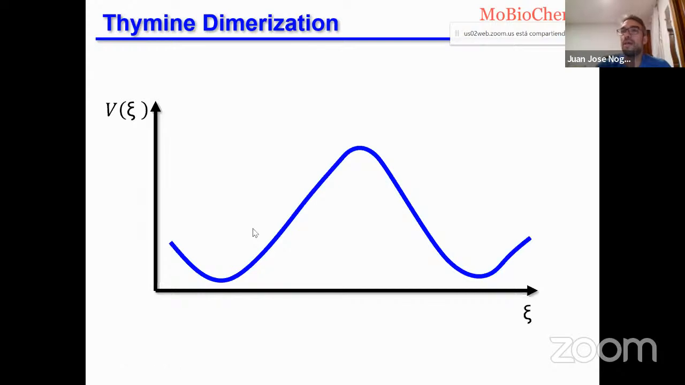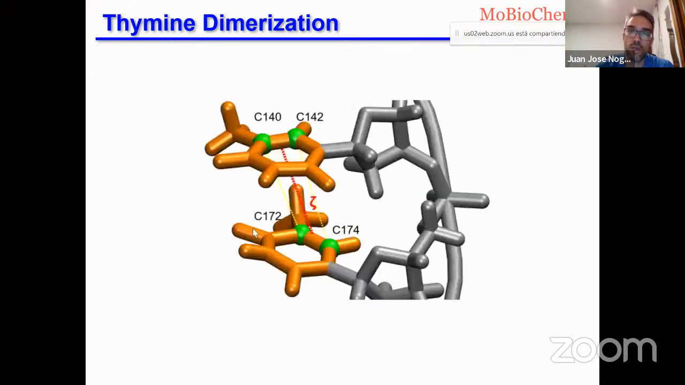I mean, not never, but it will take a lot of time. For example, if your energy barrier is 20 kilocalories per mole, maybe this reaction is taking place in the millisecond or microsecond time scale. And this is almost impossible to simulate nowadays with, let's say, a standard computer. So we need to accelerate the dynamics in some way. And umbrella sampling is a good option when we know the reaction coordinate. And in this case, we know the reaction coordinate because we know which atoms are involved in the reaction, which are these four carbon atoms, 140, 142, 172, and 174.